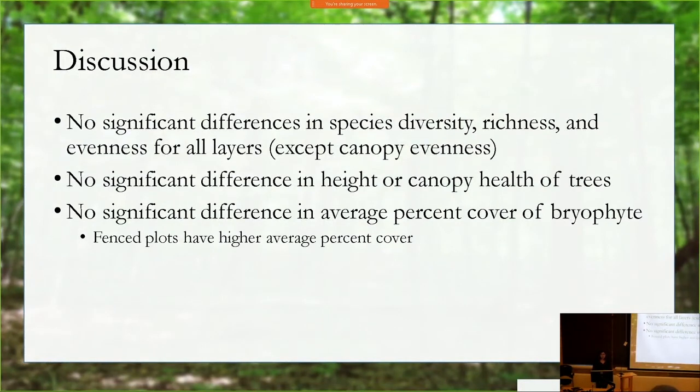So overall, what is happening? From my study, I found that there's no significant difference in species diversity, richness, or evenness for any of the layers, except for canopy evenness. It could just be random. I don't know what's happening there, frankly, because it's really hard to say why only that indicator is different. Overall, there are no significant differences in height or canopy health of the trees, and no significant differences in the average percent cover of Bryophyte, even though there is a higher average percent in the fenced plots.